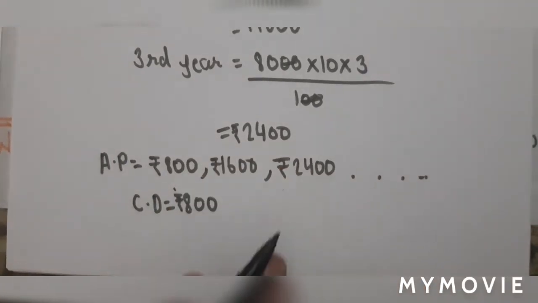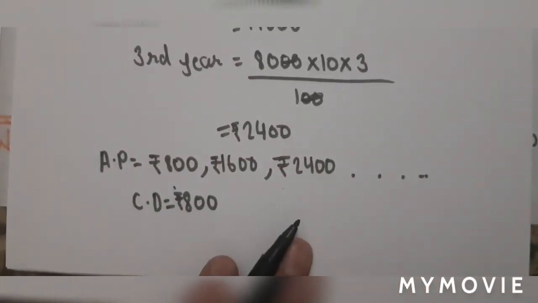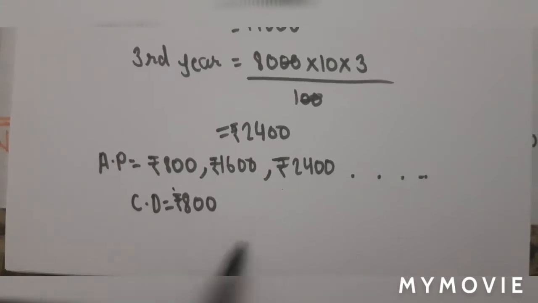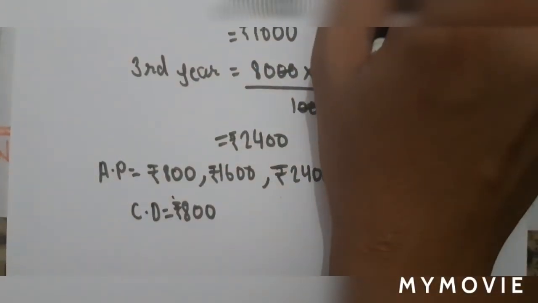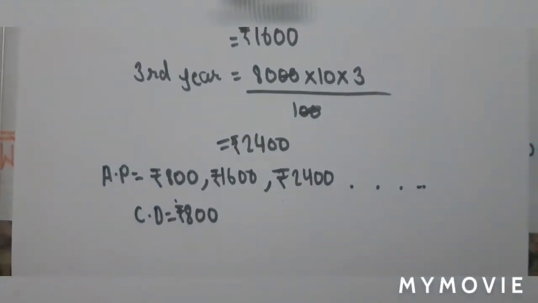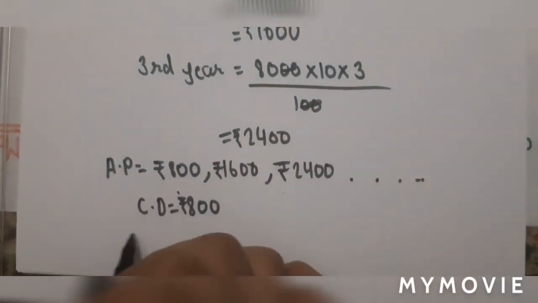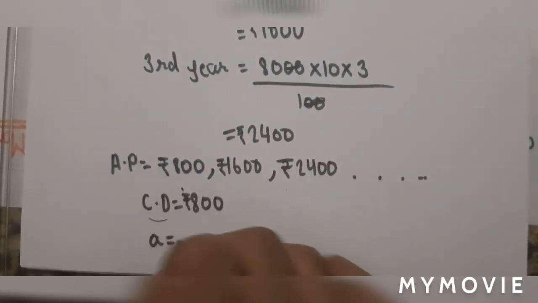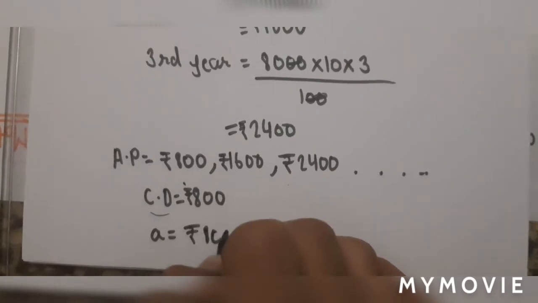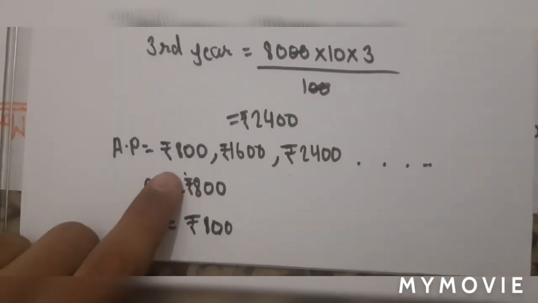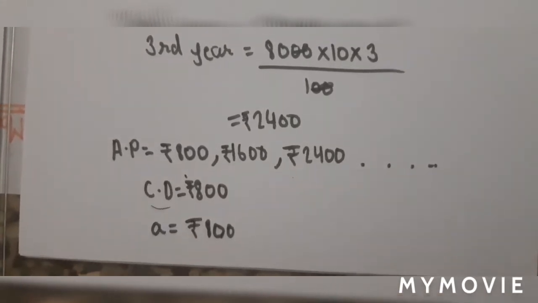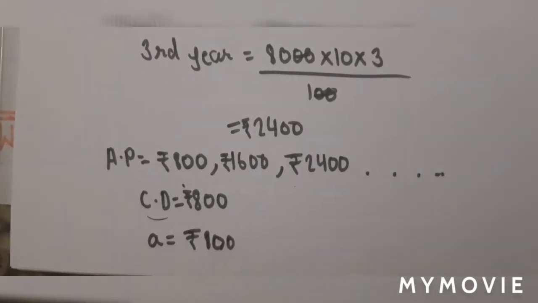So this forms an AP. So our common difference we got. Next he told to find the first term. So for finding the first term, it is 800 because first term is 800. So friends, let's move on to our second example.